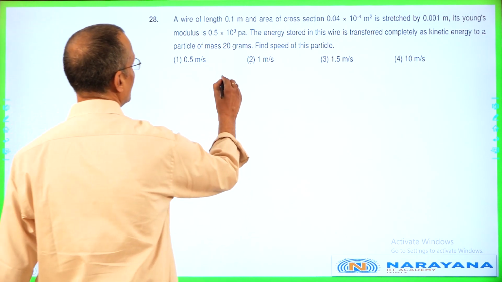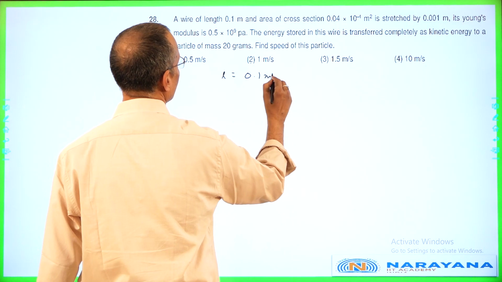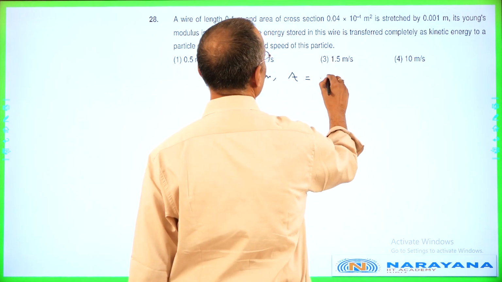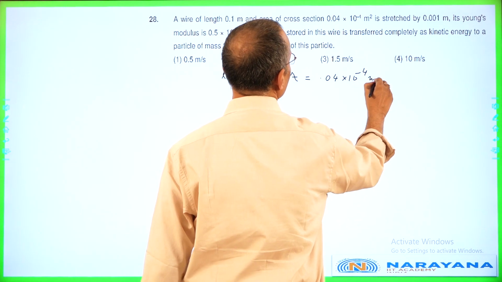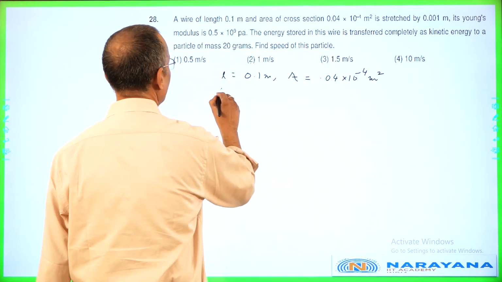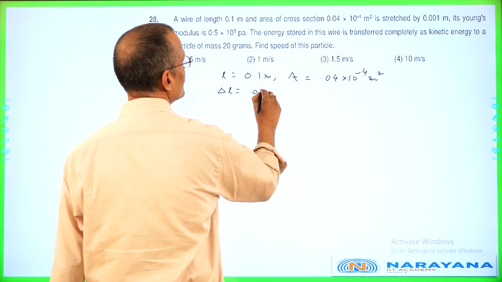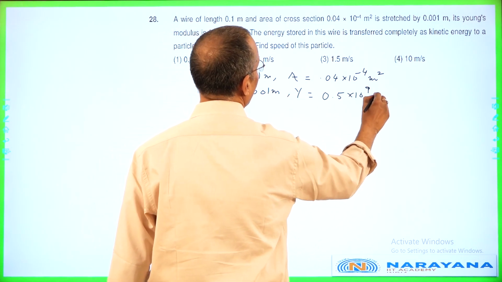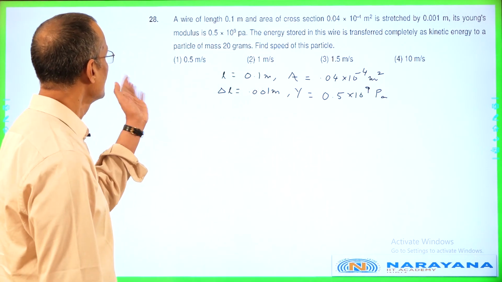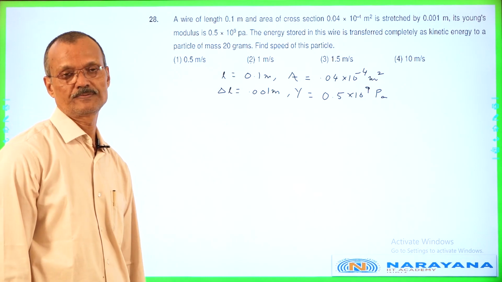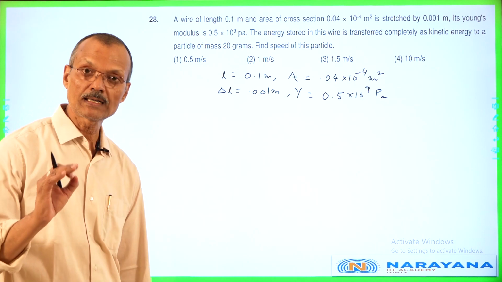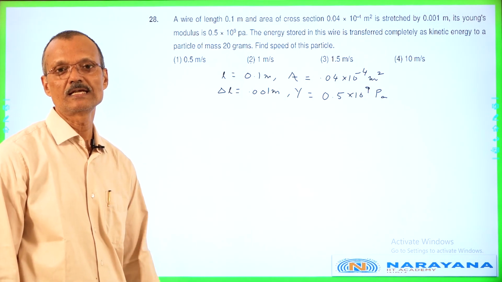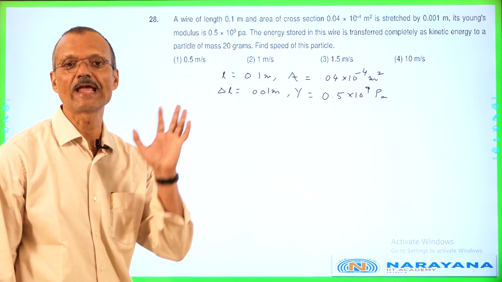Question 28. A wire of length L, they have given you 0.1 meter, cross-sectional area 0.04 into 10 to the power minus 4 meter square, delta L they have given you 0.001, Young's modulus 0.5 into 10 to the power 9 Pascal. And you are converting this energy. Energy equals how much? Very simple. We have mugged up: energy stored in a stressed string per unit volume, the energy density, is half into stress into strain.